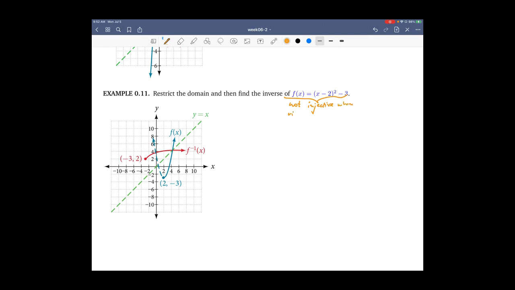Not injective when viewed on the entire real line. So to make it injective, we have to restrict the domain.